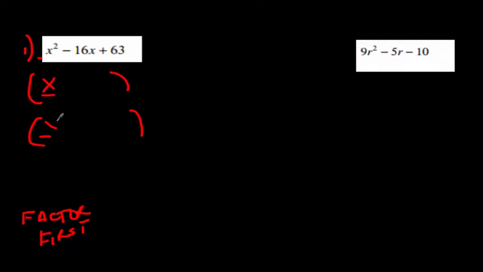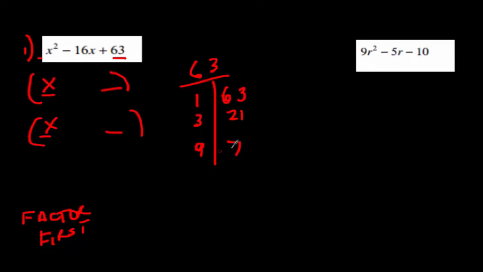What has to go in the second blank has to be factors of the last term. So what goes in these blanks has to be whatever the factors of 63 are. So let's make a little table and figure out all the possible factors of 63. All right, so here are all the factors of 63: either 1 and 63, 3 and 21, or 9 and 7. Let's just try a couple of these.